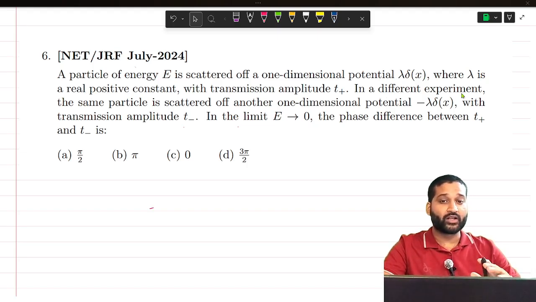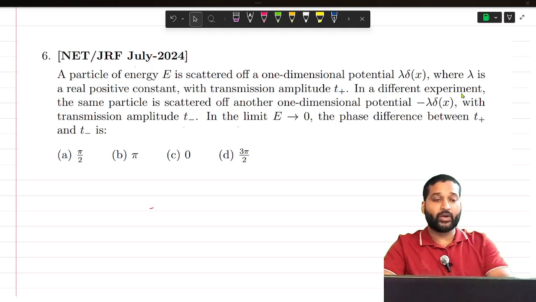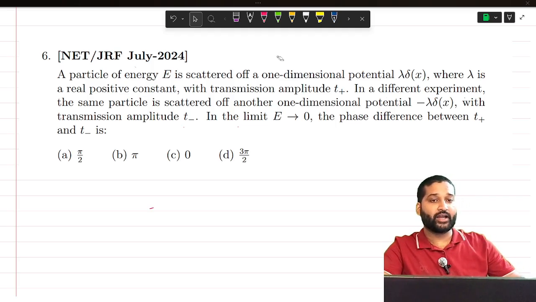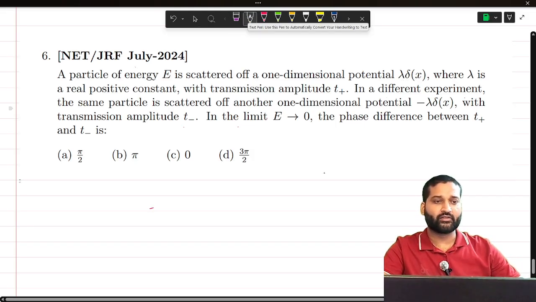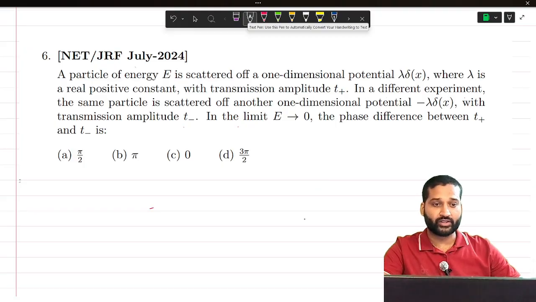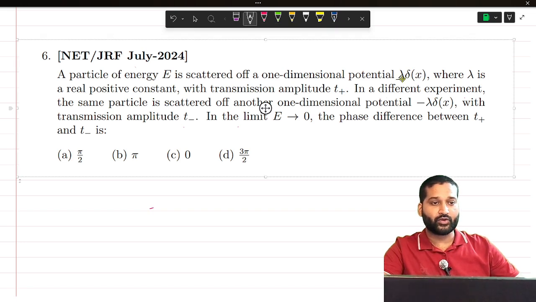So the question is, a particle of energy E is scattered off a one-dimensional potential which is given by lambda delta x. This is a Dirac delta potential, where lambda is a real positive constant.